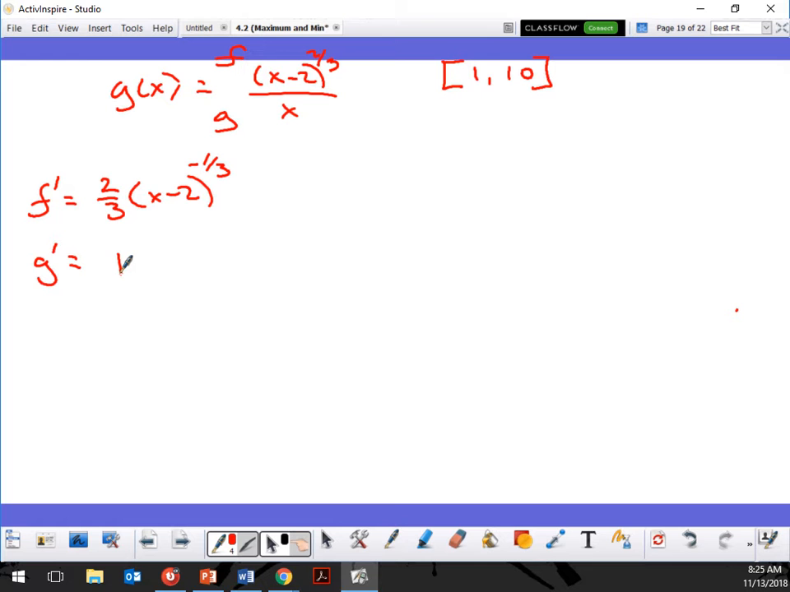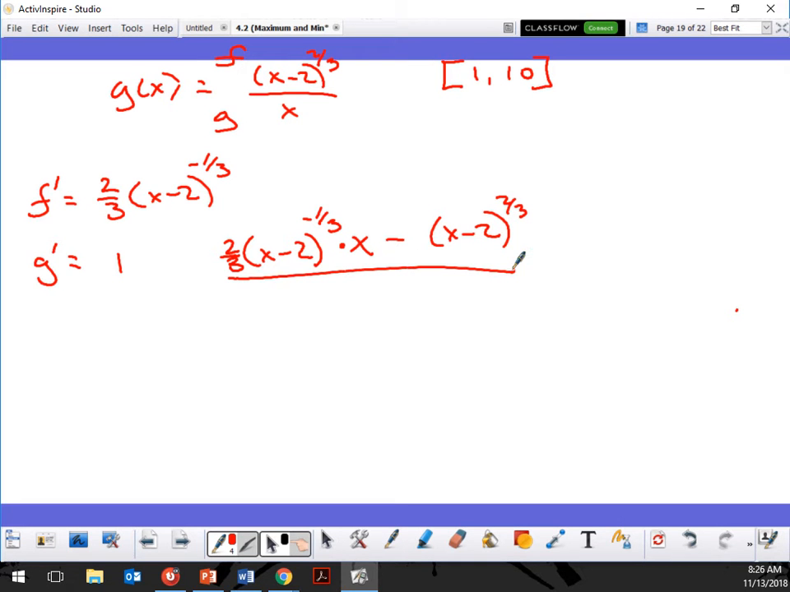So quotient rule here. It's going to be f prime, 2/3 x minus 2 to the -1/3, right? Times x, right? Minus f, which is x minus 2 to the 2/3, times g prime, which is 1. I didn't write the 1. All over x squared. Yes? Okay, very good. All right, this is 4.2. Are you looking for it? Okay. You have it? Okay.